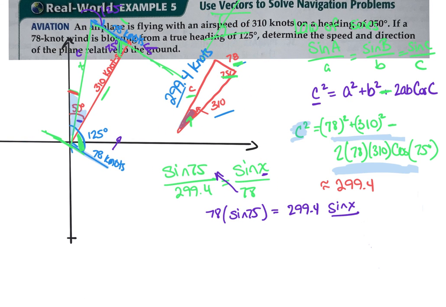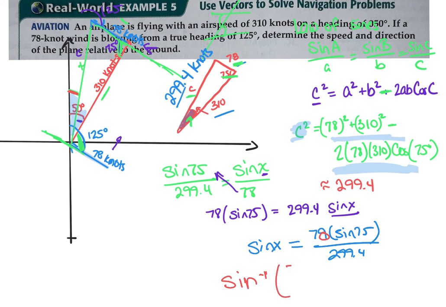All right, so the sine of the angle that we're looking for equals 78 sine of 75 divided by 299.4. We're going to do tons of these, don't worry. All right? By the way, that's the sine. So in your calculator, what do you need to use? We're trying to find the angle. When you're trying to find the angle, what do you use? The inverse sine. So sine inverse of 78 times sine of 75 over 299.4.